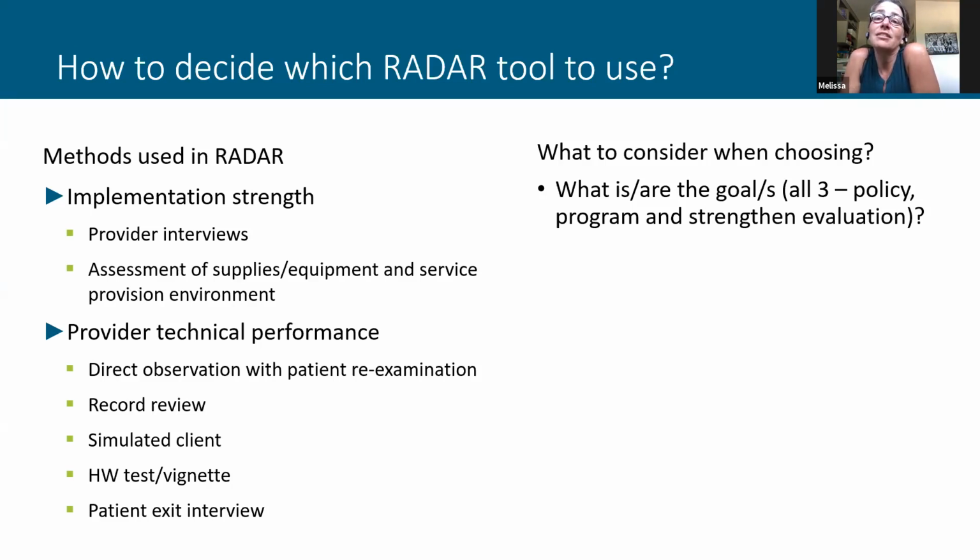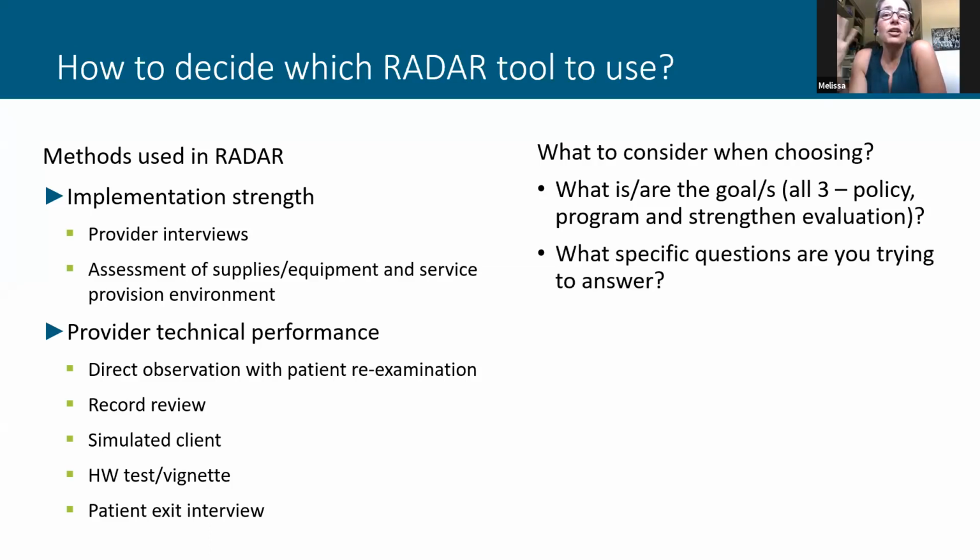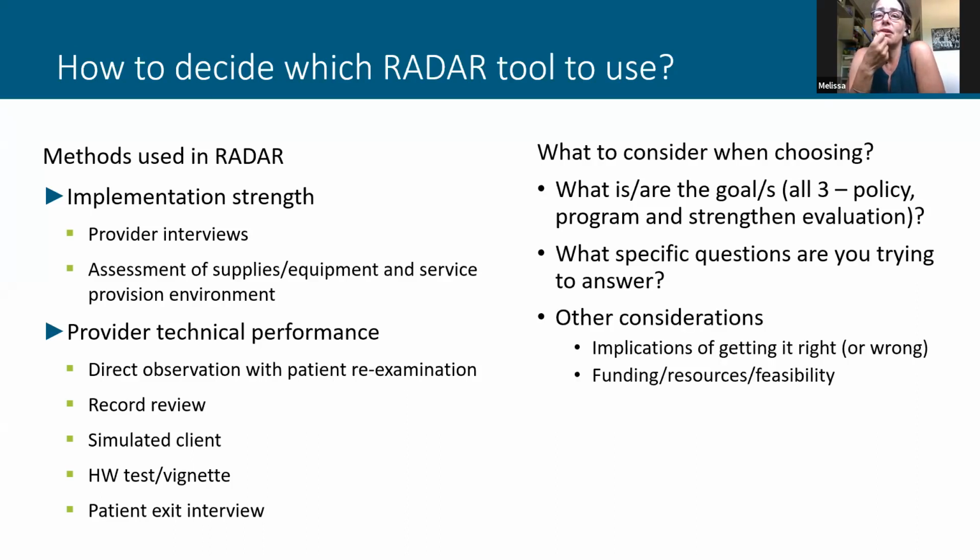And some people do ask what to consider when they're thinking about which tool to use. We recommend, before you even look at the tools, ensuring that you are clear and in agreement with whoever's paying for it about what it is you are trying to do. Are you looking at all three of those goals that I mentioned, policy, program, and evaluation strengthening? You want to know and articulate what specific questions you're trying to answer. You want to determine the implications of getting it right or wrong. Is it life or death? If so, it needs to be done more carefully. You need to understand your funding and resource limitations, or your plethora of funding and resources, and the feasibility of doing your data collection using these different methods, given those constraints or the availability of those funds.